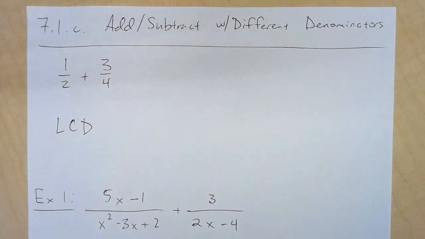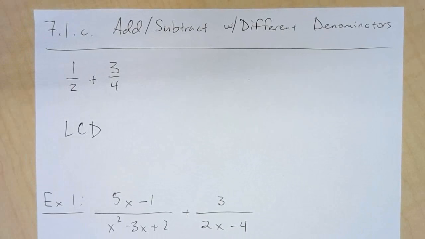Hey folks, today we are working on adding and subtracting rational expressions with different denominators. So this is a follow-up to adding and subtracting with the same denominator. So let's think about 1/2 plus 3/4. We know we can convert these to decimals and add them, but it's almost easier if we just leave it in fractional form.